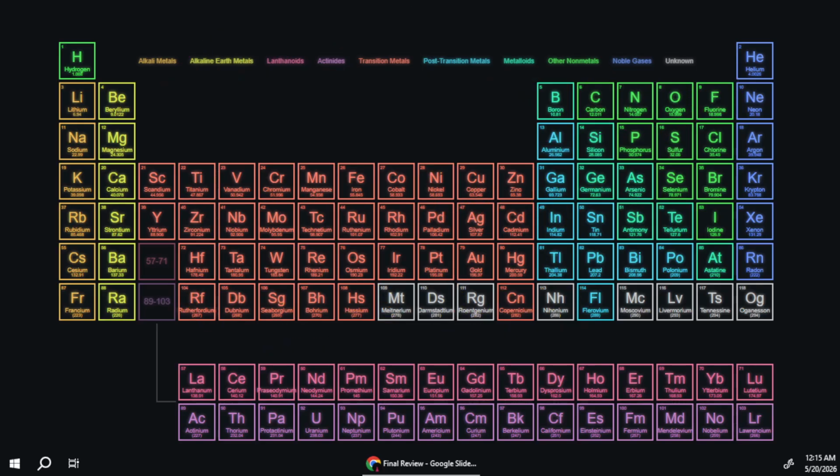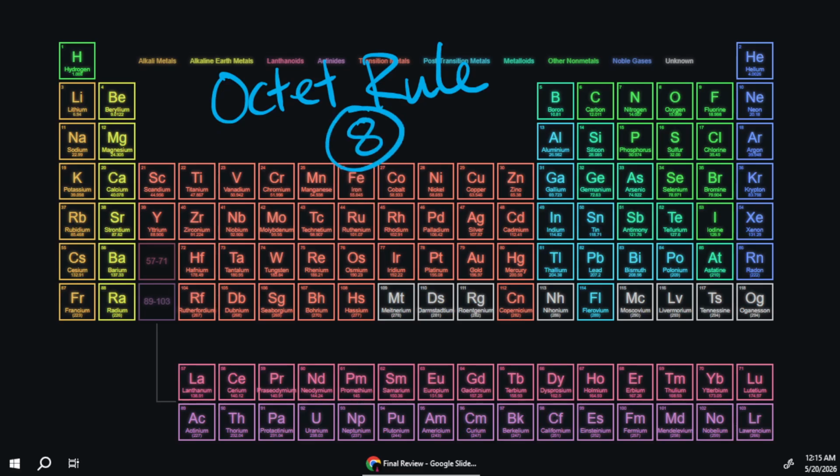So for ions, we'll have to talk about the octet rule, okay? The octet rule is basically the rule of 8. So just remember 8 balls, or oct, for octopus, it has 8 legs. So we have 1, 2, 3, 4, 5, 6, 7, 8.